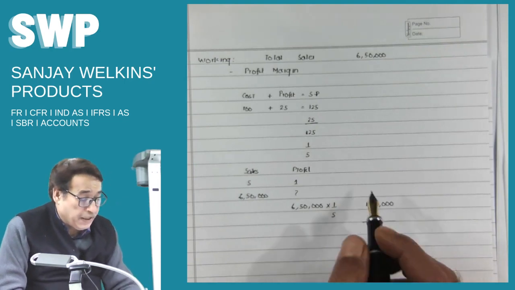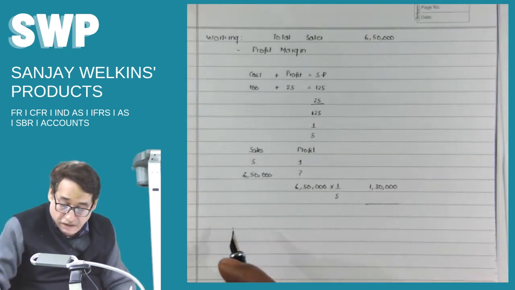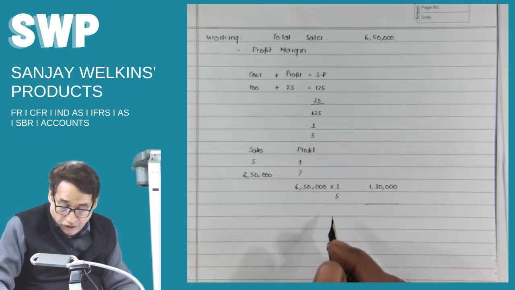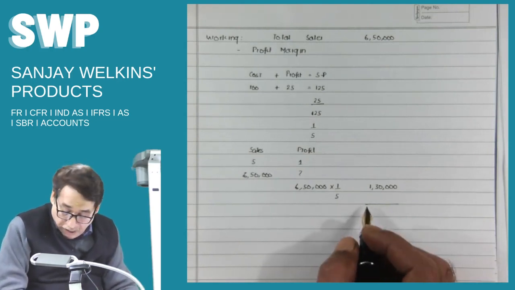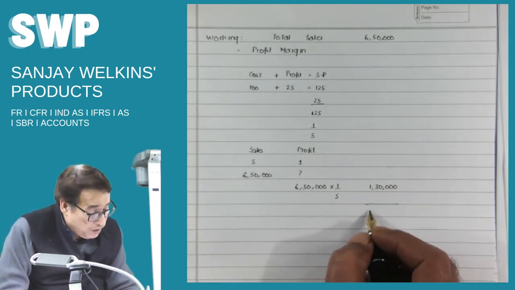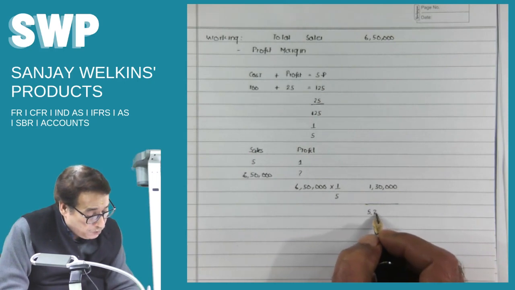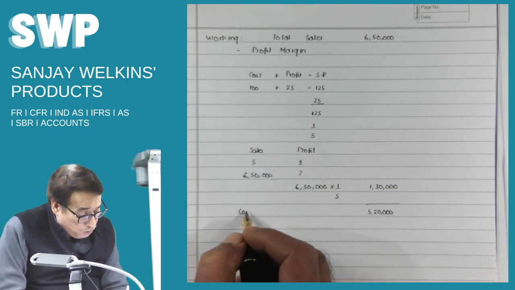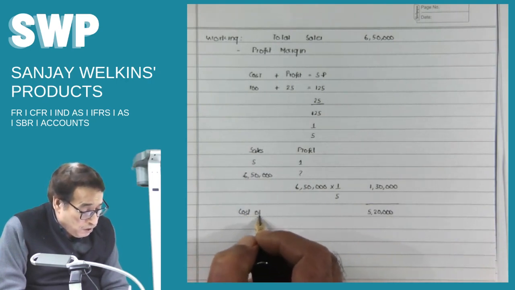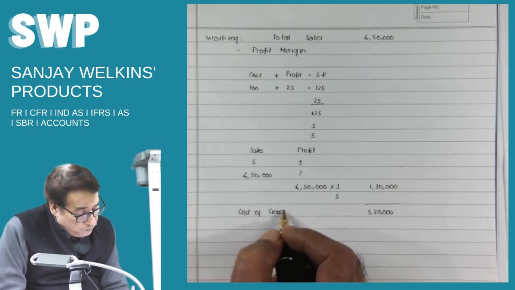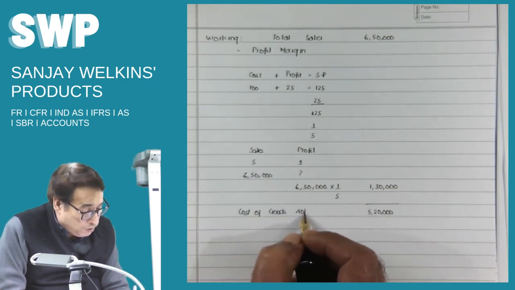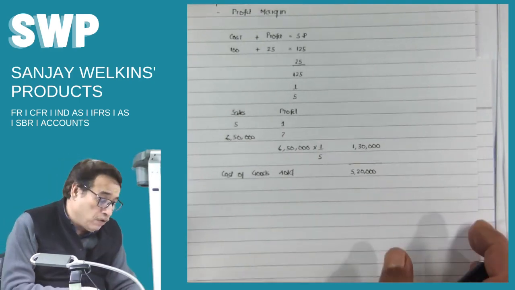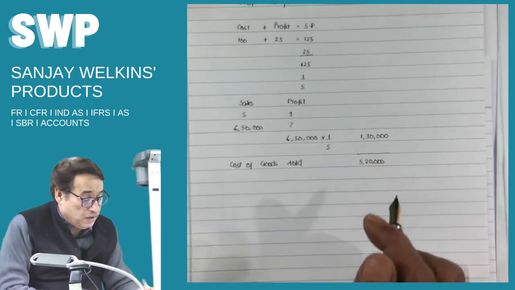So by subtracting 1,30,000 from 6,50,000, what do I get? I get 5,20,000. What does this 5,20,000 show? This 5,20,000 shows cost of goods sold. Try to understand this point.